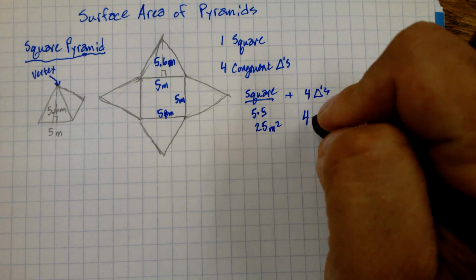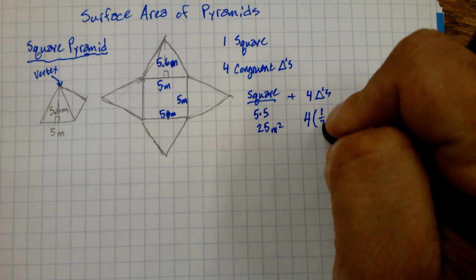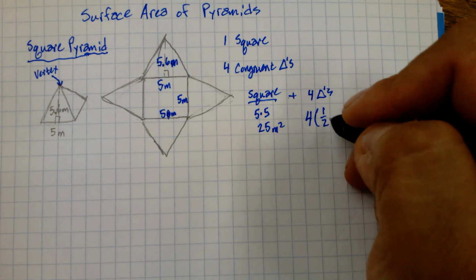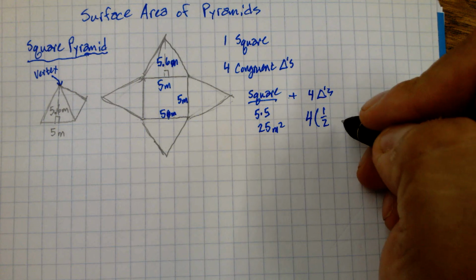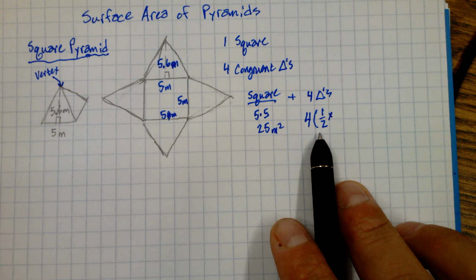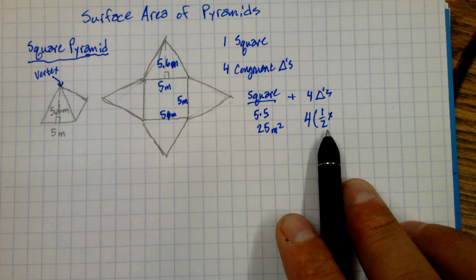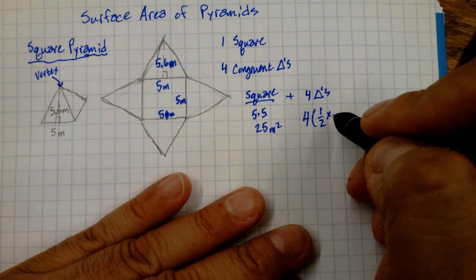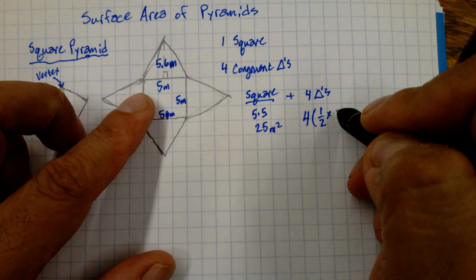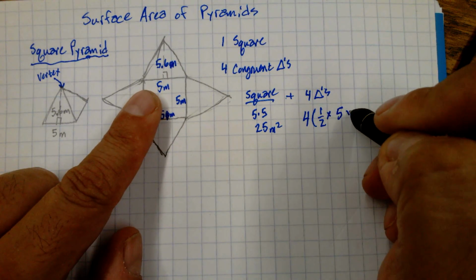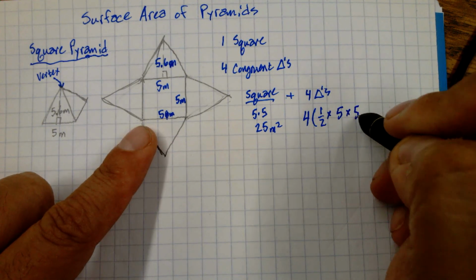So we would do 4 times one half. Yeah, you could do that: 5.6 times 5 times 2. 4 times 1/2 is 2, so it would be 2 times base times height of the triangle. But let's do it this way. We've got a calculator. So it's 4 times 1/2. We can use 0.5. Then the base of the triangle, which is 5, times the height of the triangle, which is 5.6.